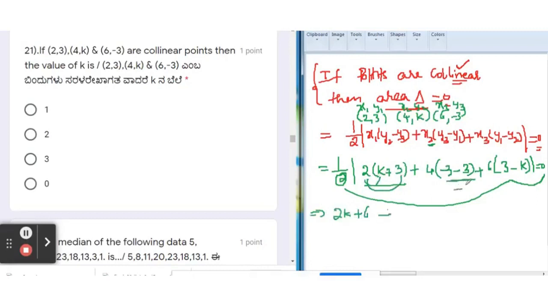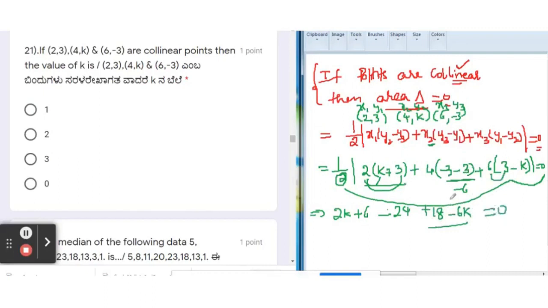Minus 3, how much? Minus 6. Minus 6 plus minus 6 into plus 4 is minus 24. 6 4s are 24. Plus 6 3s are 18 minus 6k, because 6 into 3 is 18 and 6 into k is 6k, which is equal to 0.